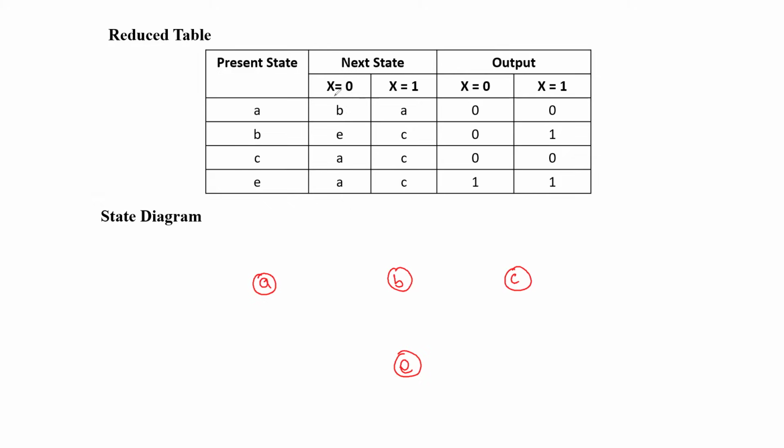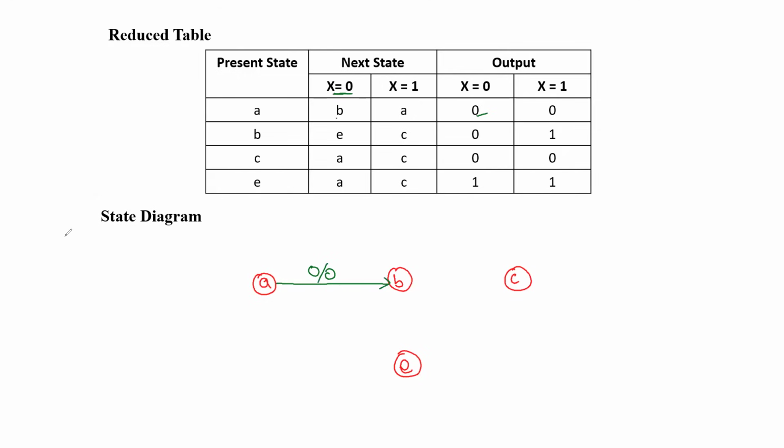So now here when input is 0, what is the next state? B. So when we are moving from A as the present state, when input is 0, next state is B. And what is the corresponding output? Corresponding output is also 0. So that we are writing here 0.